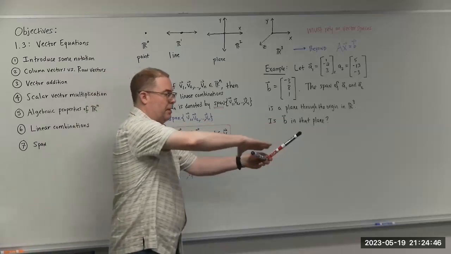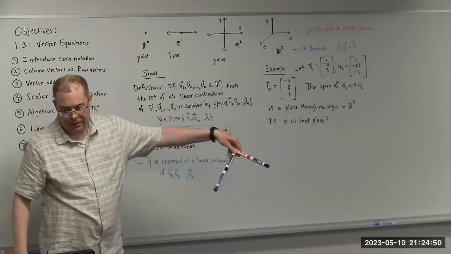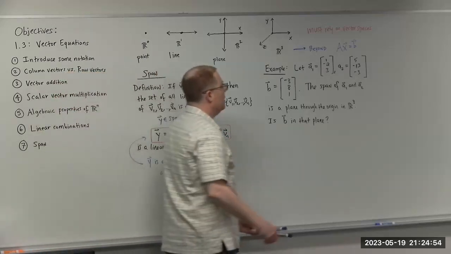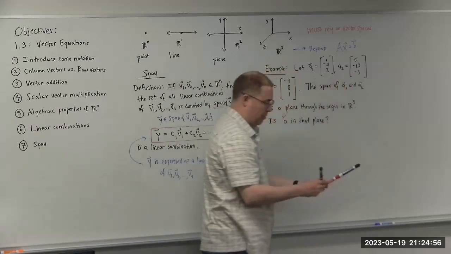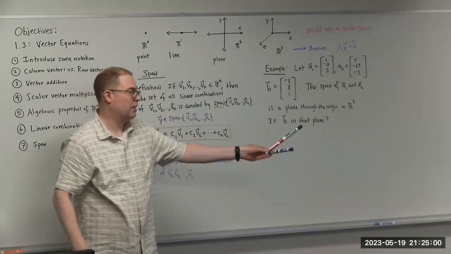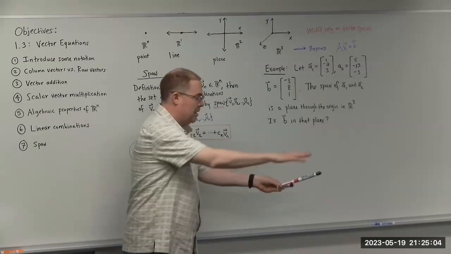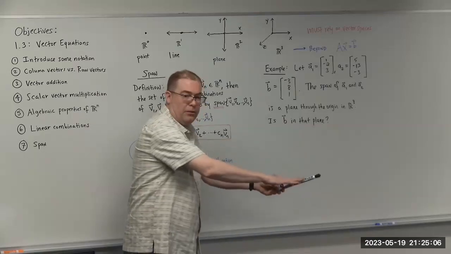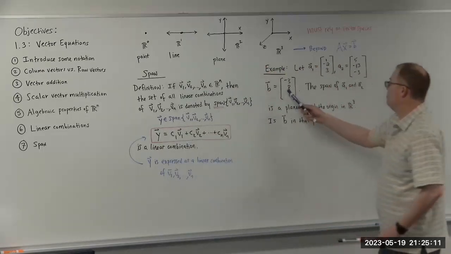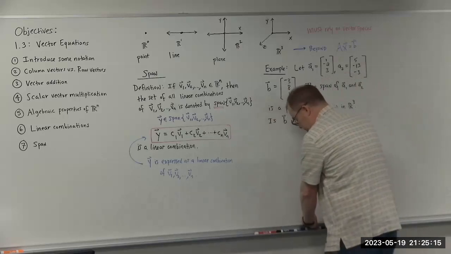Imagine extending this in all directions, and it's cutting through the origin, because both of these start from the origin. I'm holding this at the origin, and imagine a plane. All the linear combinations of A1 and A2 are in this plane. So the question is, does this vector B lie in that plane?